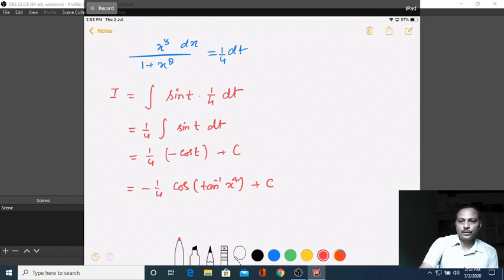Okay, thank you. In the next lecture, I will take a new method to solve the questions, the method of integration by parts, how to solve questions by integration by parts. And also I will take some questions using trigonometric identities, how to integrate functions using trigonometric identities.